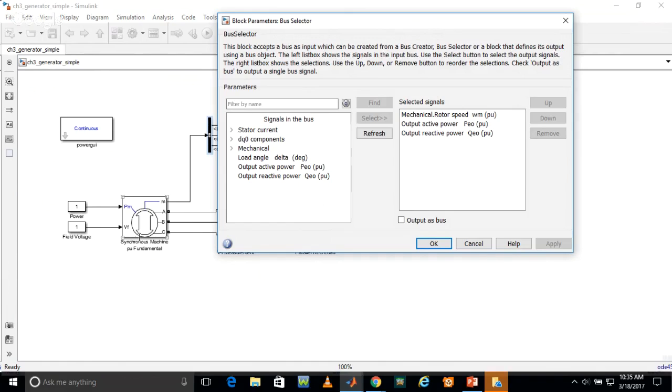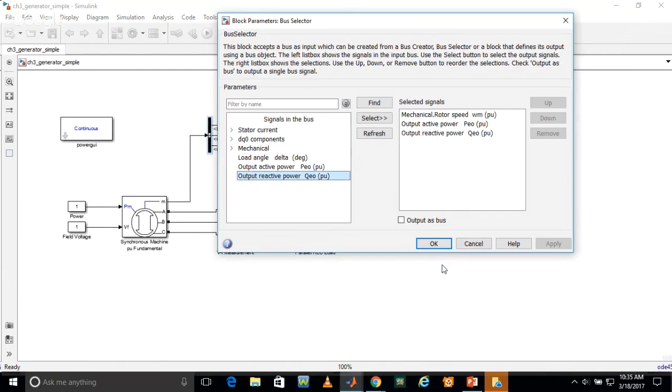In this also they have developed a DQ model, and it is also providing mechanical signals. In mechanical, we have rotor angle deviation, rotor speed, and similarly we have output active power and output reactive power. So I have selected mechanical rotor speed, output active power, and output reactive power. Based on your requirement, you can choose any parameter from this circuit. Choose it and just select it, and it will come out here.